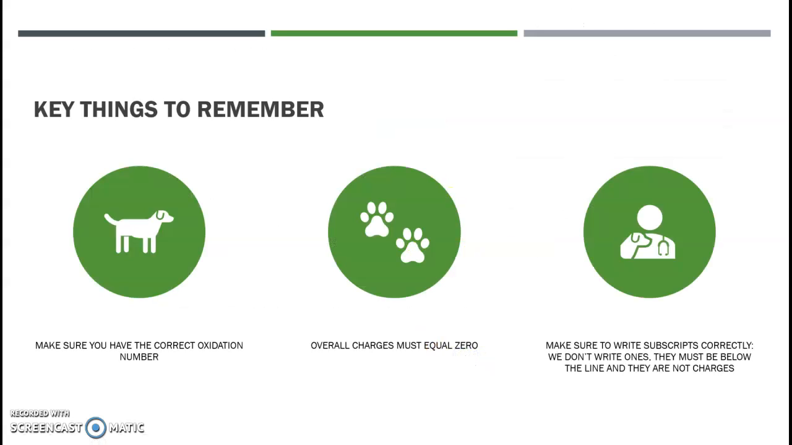Things to remember. Check your oxidation numbers. You can use your periodic table and those plus and minus signs that we put at the top. You can use the chart on the back of the periodic table that you have. Easy to Google oxidation numbers. If you come across a problem that you're missing a number for, you can easily look one up. Overall charges have to equal 0, and you have to make sure that you write all the subscripts correctly. We don't write the ones, and subscripts need to be below the line, and you never write plus or minus. Okay, hope that helps.